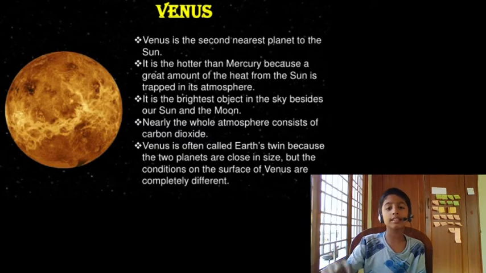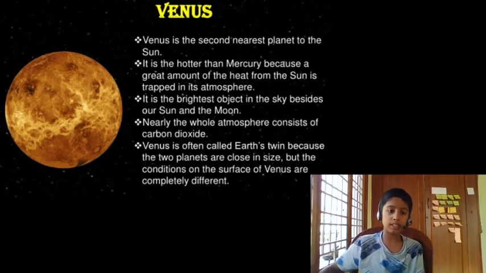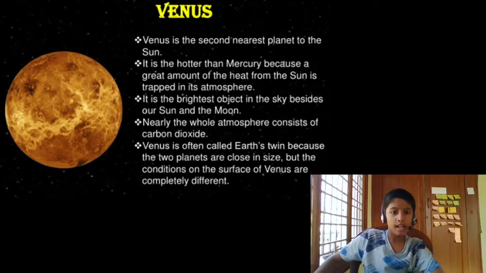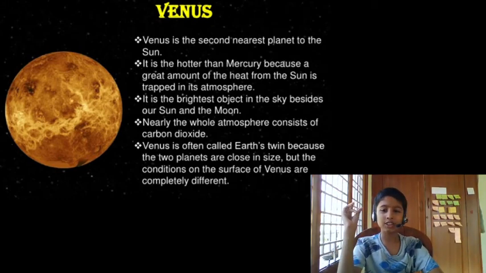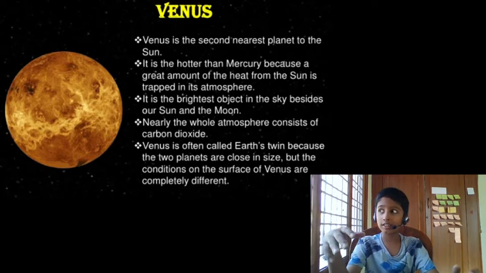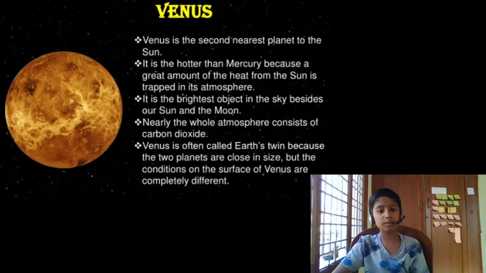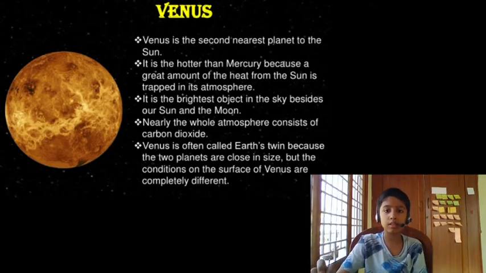It is the brightest object in the sky besides the sun and the moon. Nearly the whole atmosphere consists of carbon dioxide. As I said, it is surrounded by a thick blanket of carbon dioxide that traps the heat from the sun and makes it the hottest planet. Venus is often called the Earth's twin because the two planets are close in size, but the conditions on the surface of Venus are completely different.